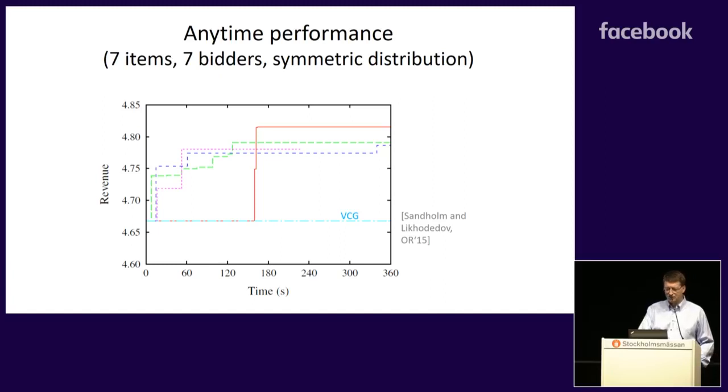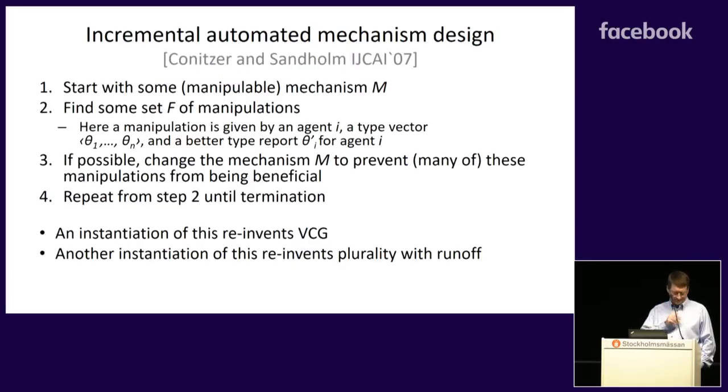And then anytime performance. So you also don't have to run these to convergence. Even for large problems like seven items, seven bidders, well, you might say this is not large at the Amazon scale, but it's large compared to what was possible before. You can see that you get most of the benefit up front, so you really don't have to run these to completion. Now, a couple more ideas.